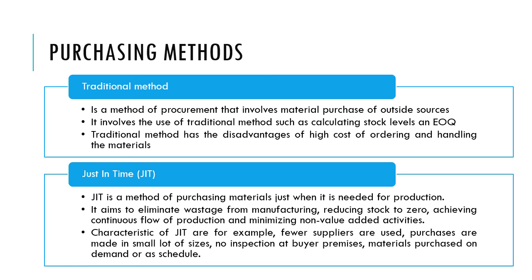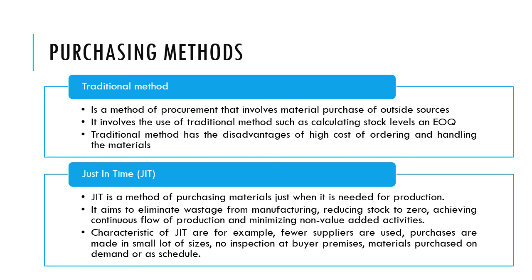In order for us to purchase when it is needed, you need to have a good relationship with your suppliers. It means that fewer suppliers are used, and purchases are made in small lot sizes. There is no inspection, because we don't want to waste our time at the receiving department, so we have to trust our supplier to give us products of the best quality, in the correct amount and types that we want to purchase. The material is purchased on demand or as scheduled.